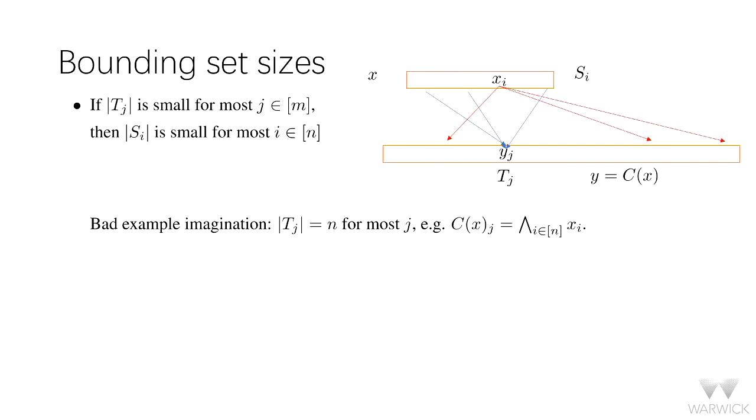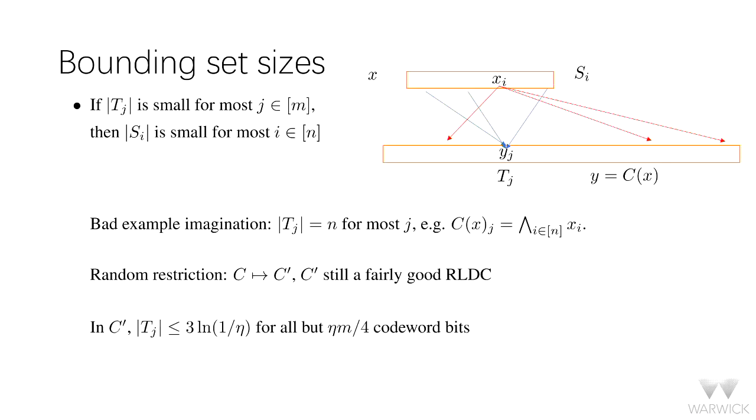We can slightly dig into the details. For example, there are some bad examples. If TG is equal to n for most G, this is a bad case, where for each G, YG is equal to the XOR of some message bits, the XOR of all message bits. However, one can notice that for these cases, if the corresponding TG has a large size, and if we do a random restriction, then with high probability, the corresponding symbol YG should be fixed. So that's a general idea.